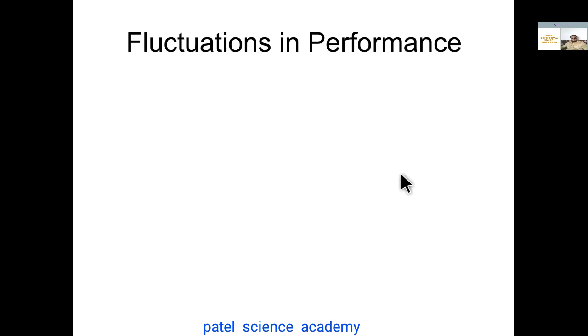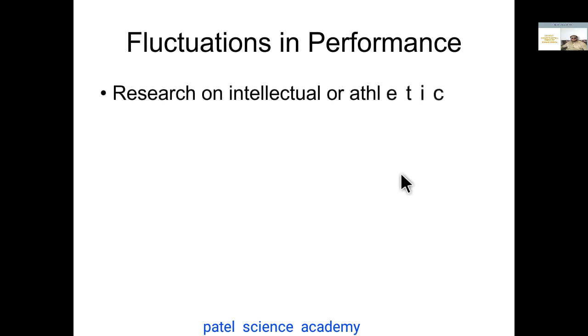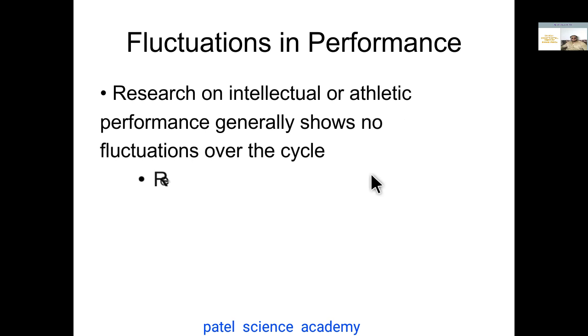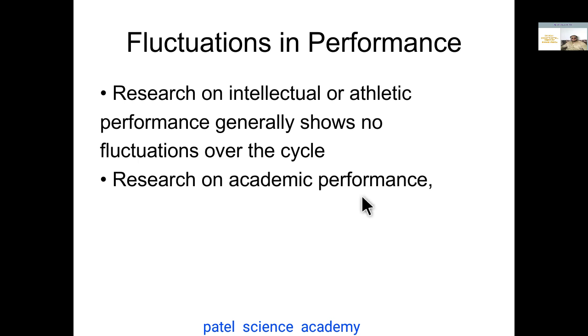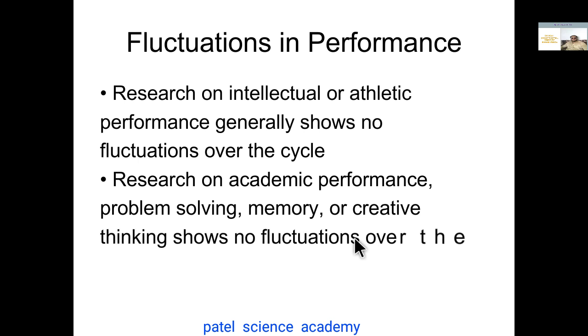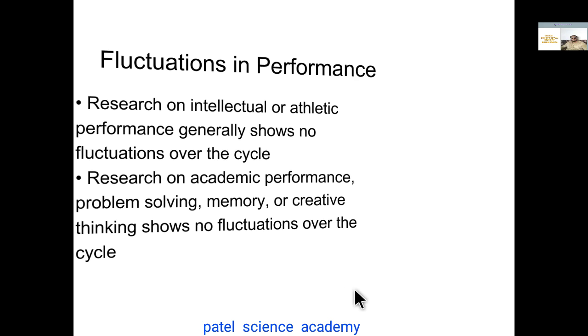Then the fluctuations in performance. Research on intellectual or athletic performance generally shows no fluctuations over the cycle, and academic performance, problem solving, memory, or creative thinking shows no fluctuations over the cycle.